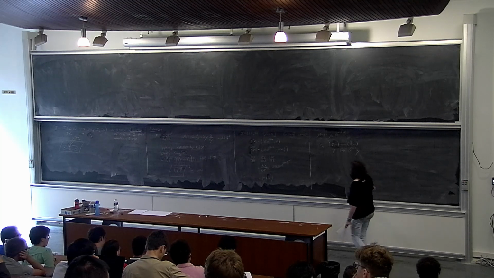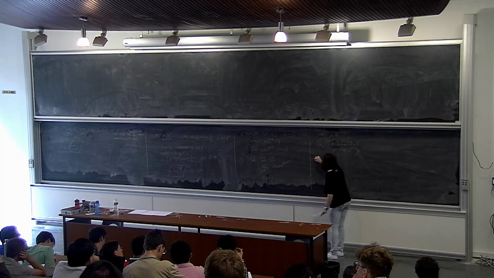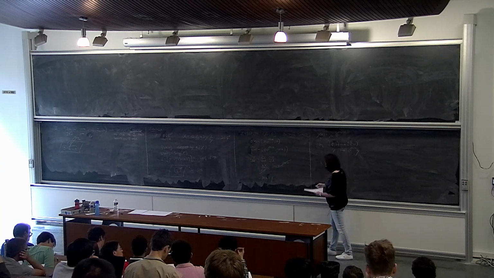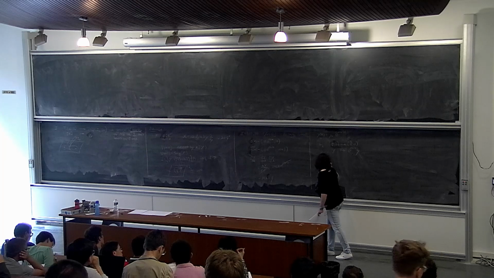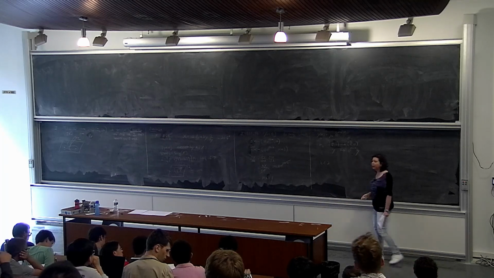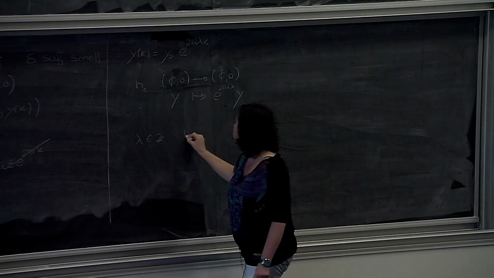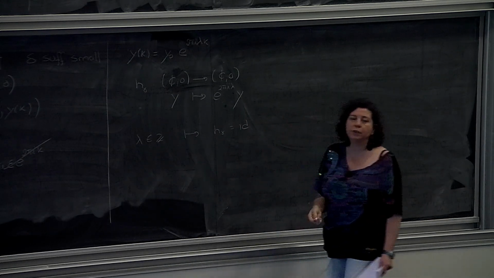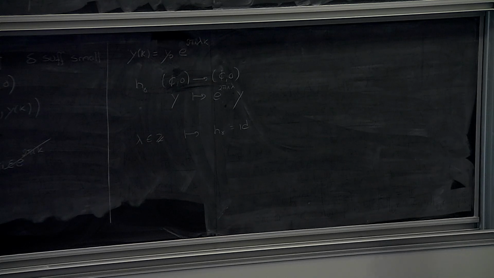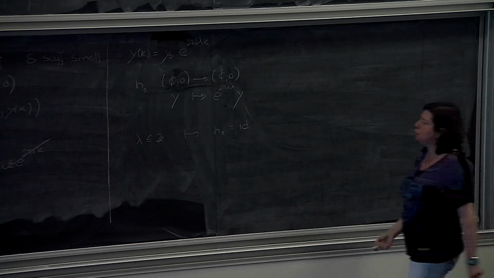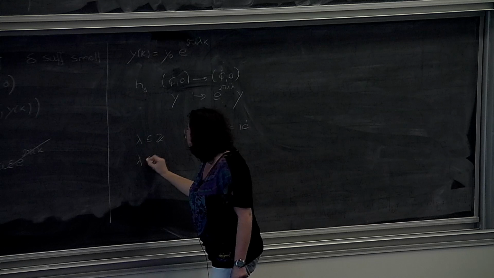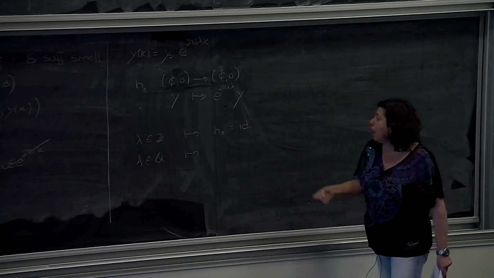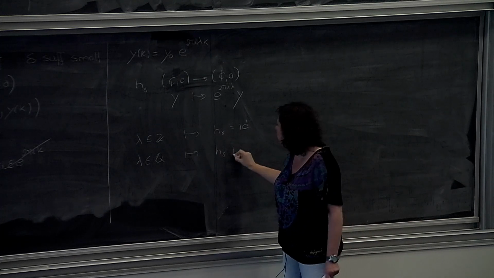So this is an example. I could mention here, for example, if lambda is an integer, then obviously this element coincides with the identity. So the holonomy is trivial. In the case that lambda is rational, this element here is periodic.